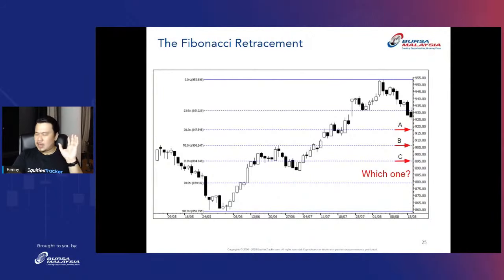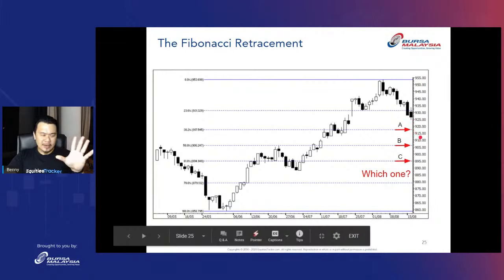Let's say I do not want to figure out exactly where they are. But what I can do is that the price has a very high chance that it's going to rebound to either one of these levels, A, B, or C. I just do not know which one. So I have two options. I can guess which one it is.